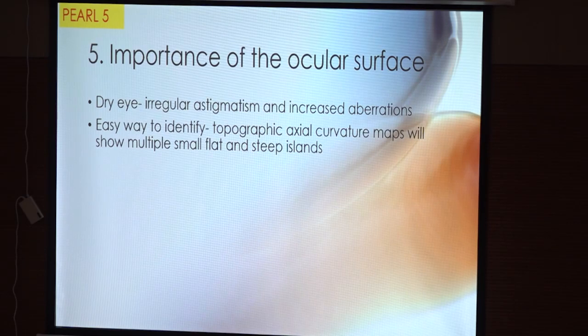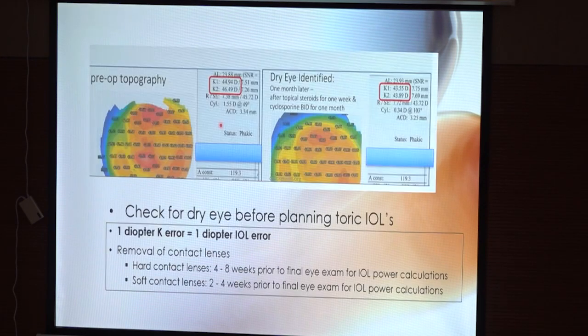Point number 5 is importance of the ocular surface. So dry eye can lead to irregular astigmatism and increased aberrations. So an easy way to identify it is that topographically axial curvature maps will show multiple small flat and steep islands. So in this case you will see that the keratometry is showing a difference. There is a difference between K1 and K2. There is a significant astigmatism present. But 1 month later, after steroids and lubricants and cyclosporine for a month, the keratometry almost normalized.